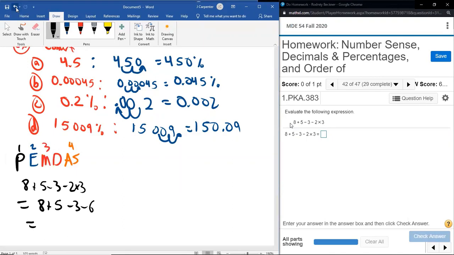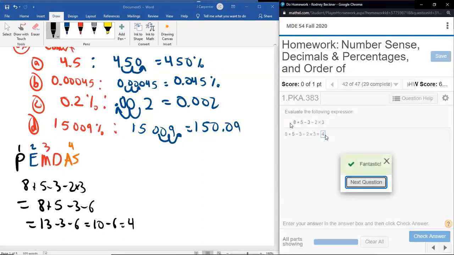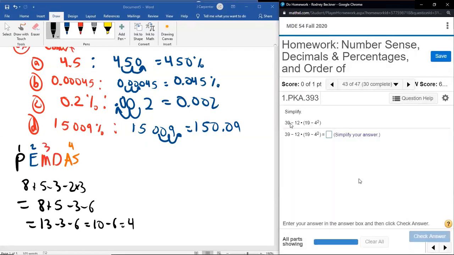So 8 plus 5 is 13. Then 13 minus 3 would be 10. And 10 minus 6 should be 4. Let's see if we get it right. We got it. There's more of these.